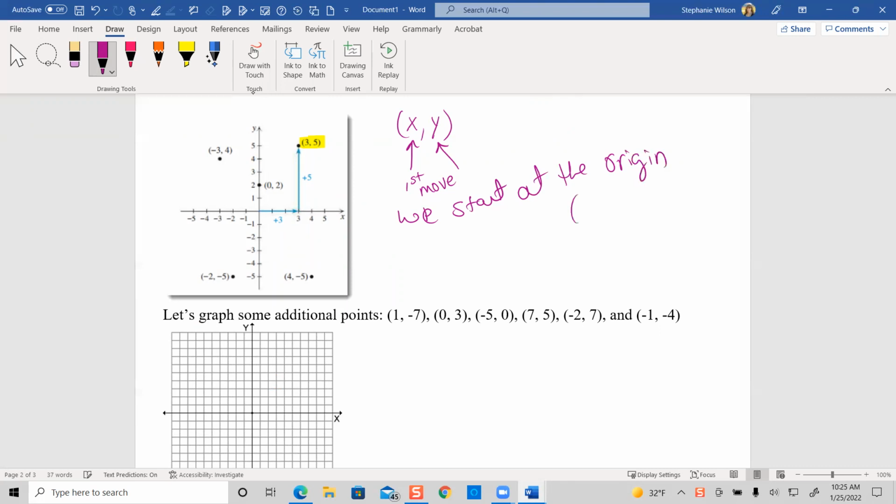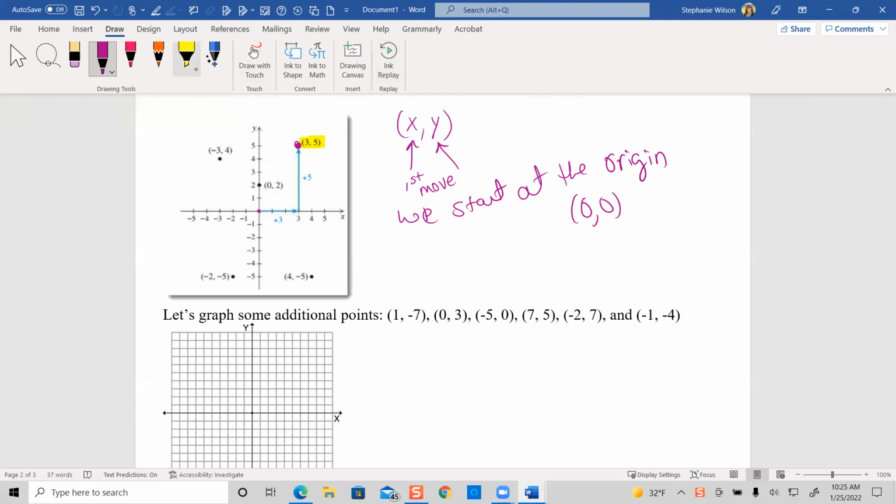And what is the origin? It's where x is 0 and y is 0. It's the center. It's right here. So we're going to go over 3 to the right because it's positive for x, 1, 2, 3. And y is positive, so we're going to go up 5. 1, 2, 3, 4, 5, and there's our point. So you kind of get the idea. So let's use these points below and let's graph those.